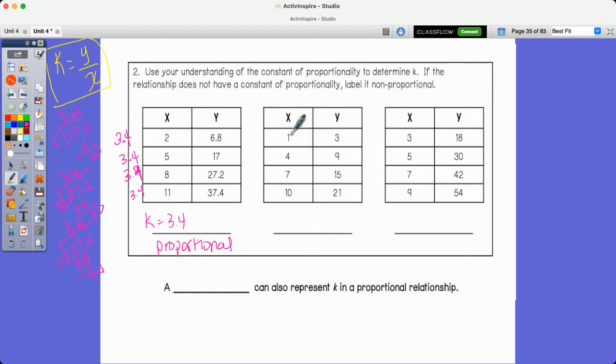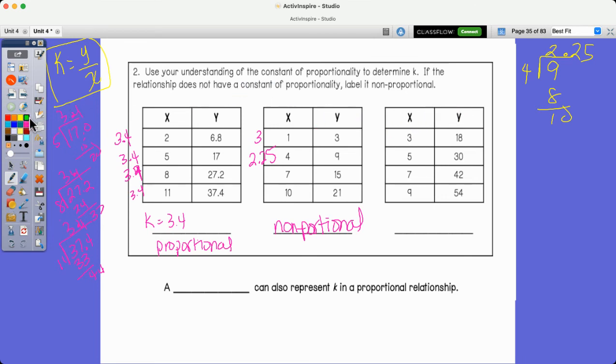How about this one? 3 divided by 1, that's easy, 3. And then I have 9 divided by 4 is 2.25. That's a problem, right, guys? So this is non-proportional. As soon as I get one that is out of what it's supposed to be, you can stop because it's not ever going to be proportional.